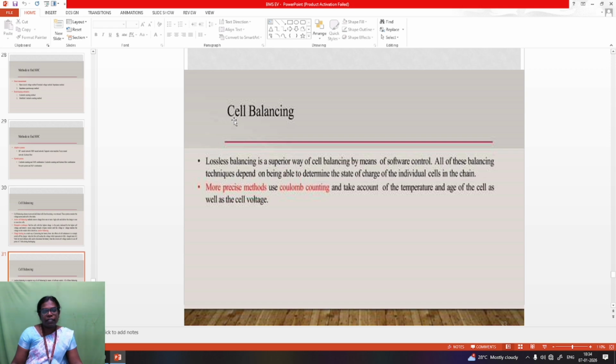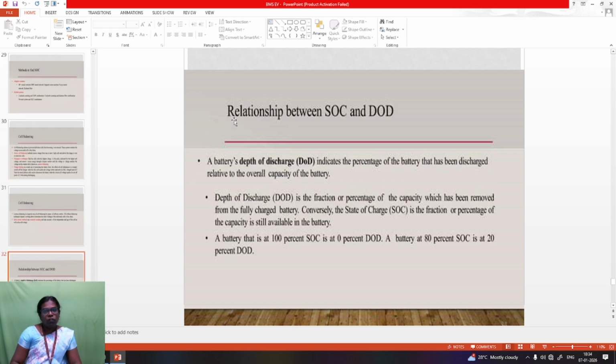So now, what is the relationship between SOC and DOD? SOC means state of charge, and DOD is depth of discharge. The depth of discharge means a fully drained battery. It indicates the percent which has been discharged relative to the overall capacity of the battery. So it compares the capacity of the battery. The depth of discharge is the fraction or percentage of capacity which has been removed from the fully charged battery. Conversely, the state of charge is the fraction or percentage of the capacity still available in the battery.